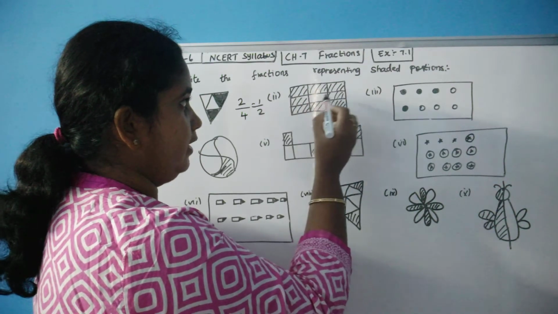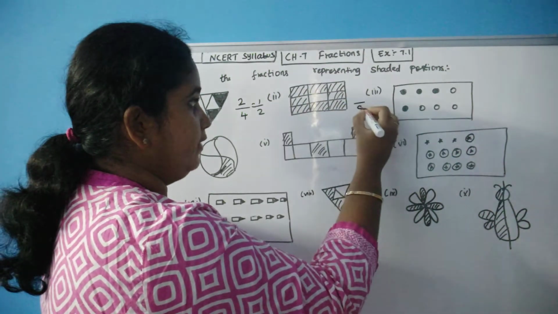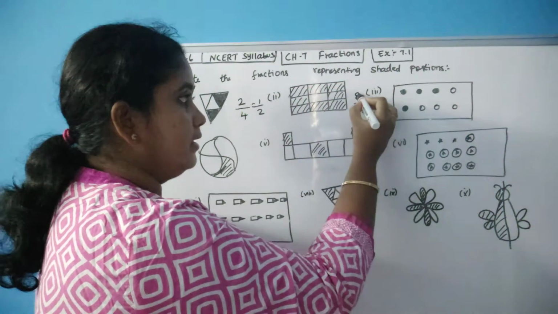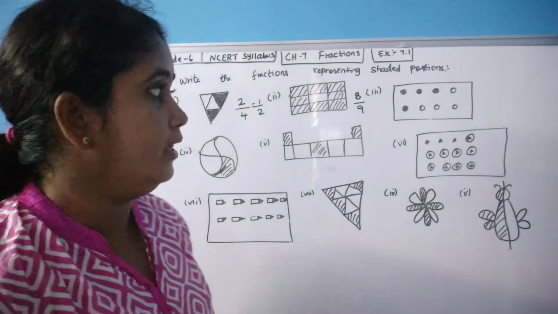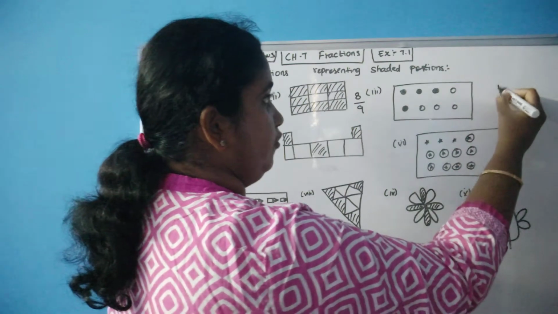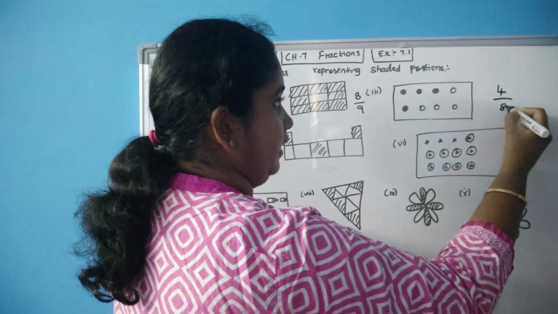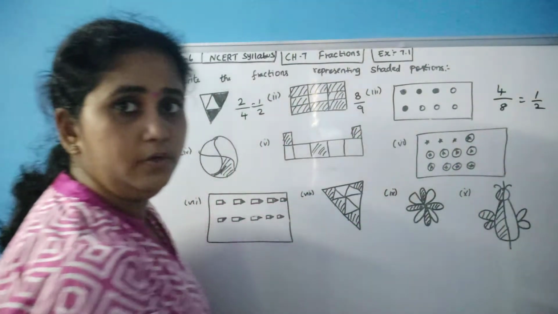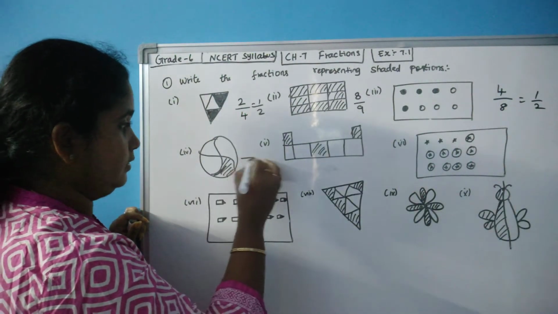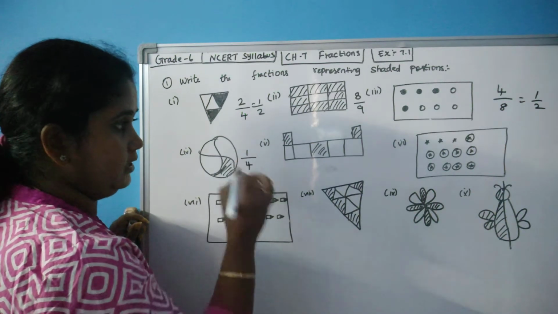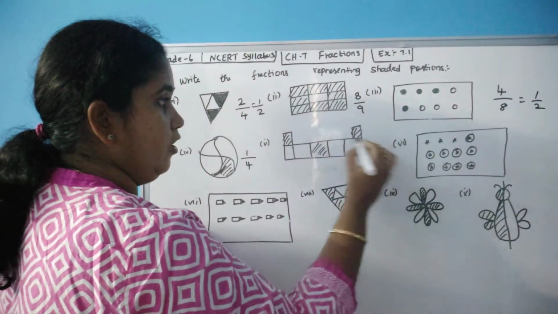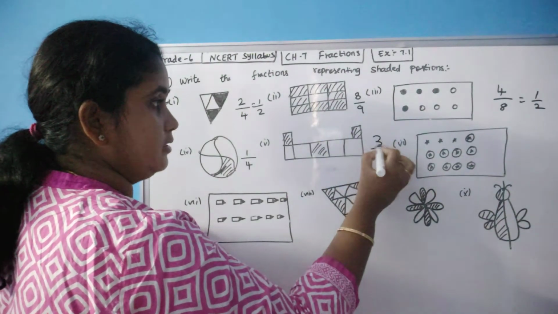1, 2, 3, 4, 5, 6, 7, 8, 9. So out of 9 parts, how many parts are shaded? Only one part is not shaded, so it means that 8 parts are shaded. So 8 by 9. See the next sum. How many parts are shaded? 1, 2, 3, 4. 4 parts are shaded out of 8. That is 1 by 2. Next one. 1 part is shaded out of 4 parts. 1, 2, 3, 4, 5, 6, 7. So out of 7, how many are shaded? 1, 2 and 3. 3 parts are shaded.